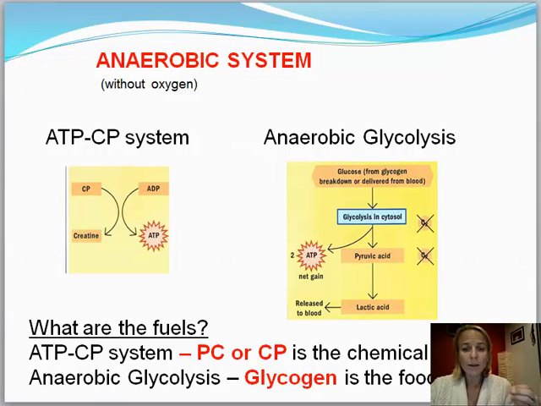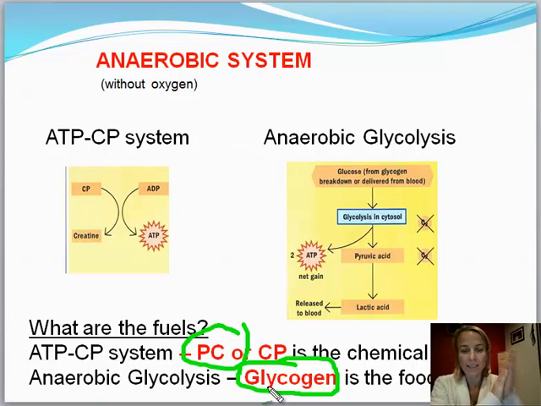So just recapping on the anaerobic energy systems, the ATP-PC and the anaerobic glycolysis: the ATP-PC system's fuel source is PC, and the anaerobic glycolysis uses glycogen. And this is the faster system that produces ATP more quickly.